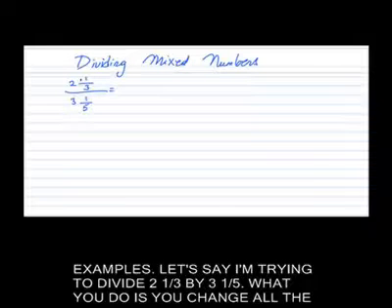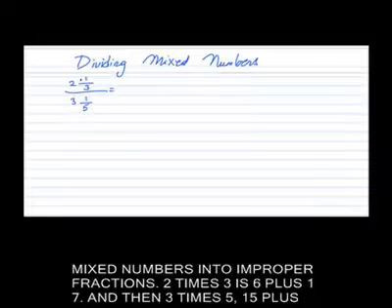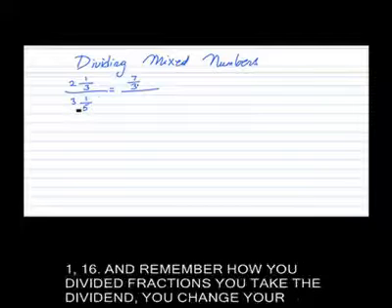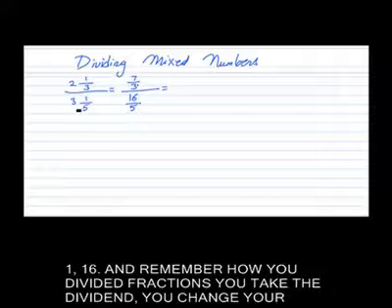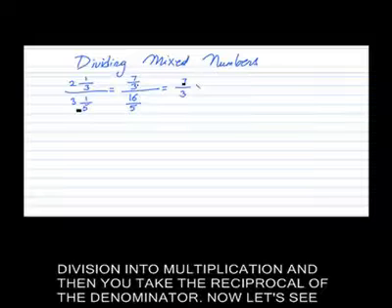What you do is you change all the mixed numbers into improper fractions. 2 times 3 is 6 plus 1, 7. And then 3 times 5, 15 plus 1, 16. And remember how you divided fractions. You take the dividend, you change your division into multiplication, and then you take the reciprocal of the divisor.